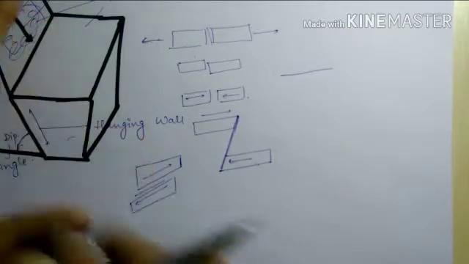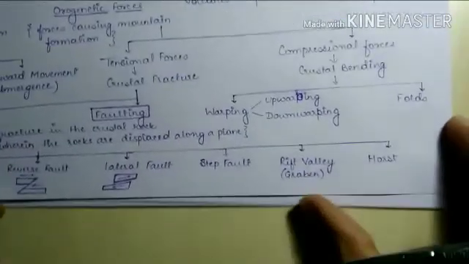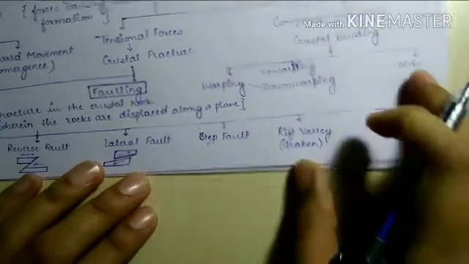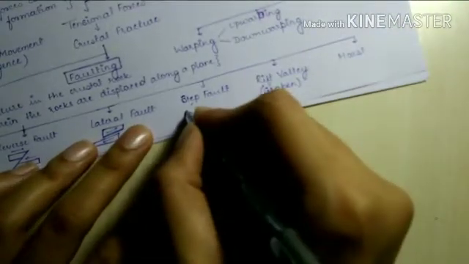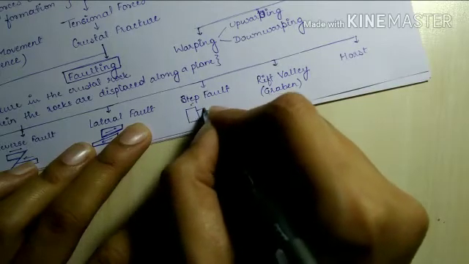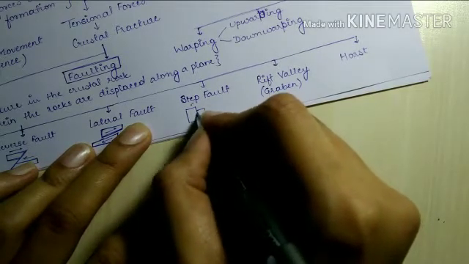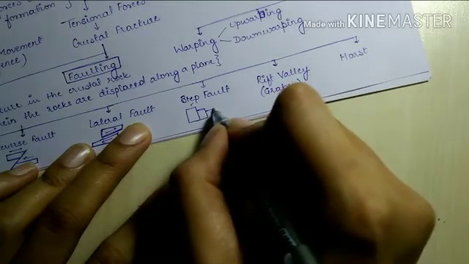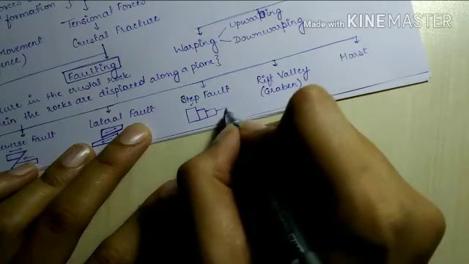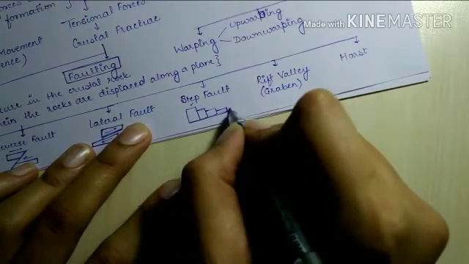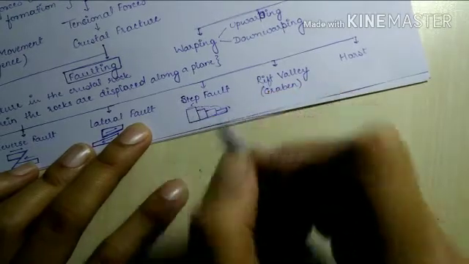Okay, the next one is step fault. In step fault, it is simple. As the name suggests, there is one normal fault, okay, with one block, and then the same type of fault we can see again. So it forms a step sort of structure. We can see steps, okay. These are step faults.